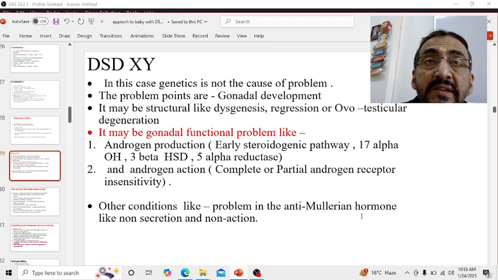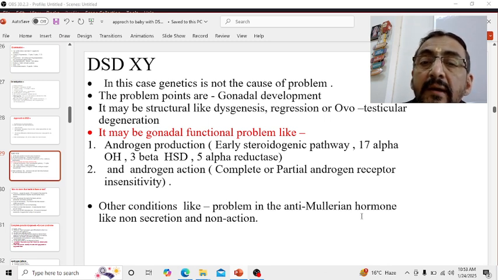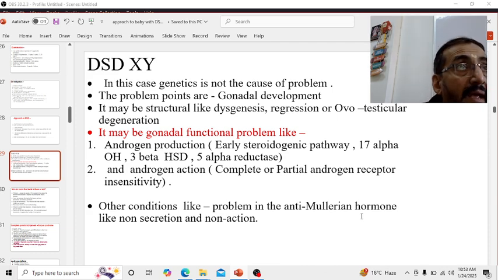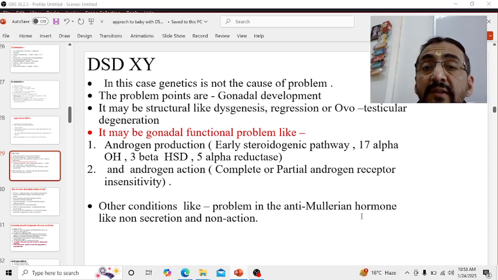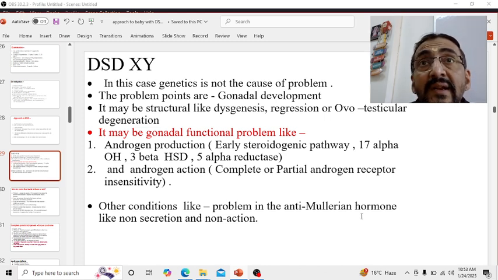What do you mean by gonadal functional problems? Like androgen production. There is some problem with the androgen production itself, like early steroidogenic pathway defects, 17 alpha OH deficiency, 3 beta HSD deficiency, 5 alpha reductase deficiency, and aromatase deficiency. So these are all the things which lead to androgen production problems. Androgen production itself is not proper, therefore function is affected.